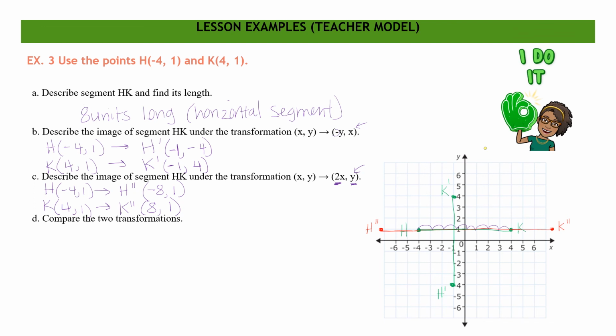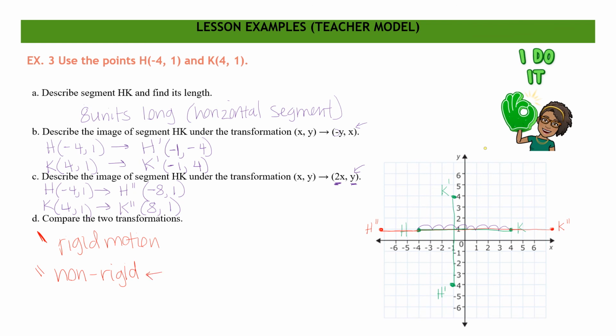If I wanted to compare the two, I can say first, the first transformation, so let's say the prime transformation, this one right here, was a rigid motion. So that was rigid motion for the first transformation, right? And then for the second transformation, the double prime was non-rigid. Remember, rigid motion means it preserves the size. So if I look at my H double prime and my K double prime, all it did was extend. And if it extended, that means it's non-rigid.